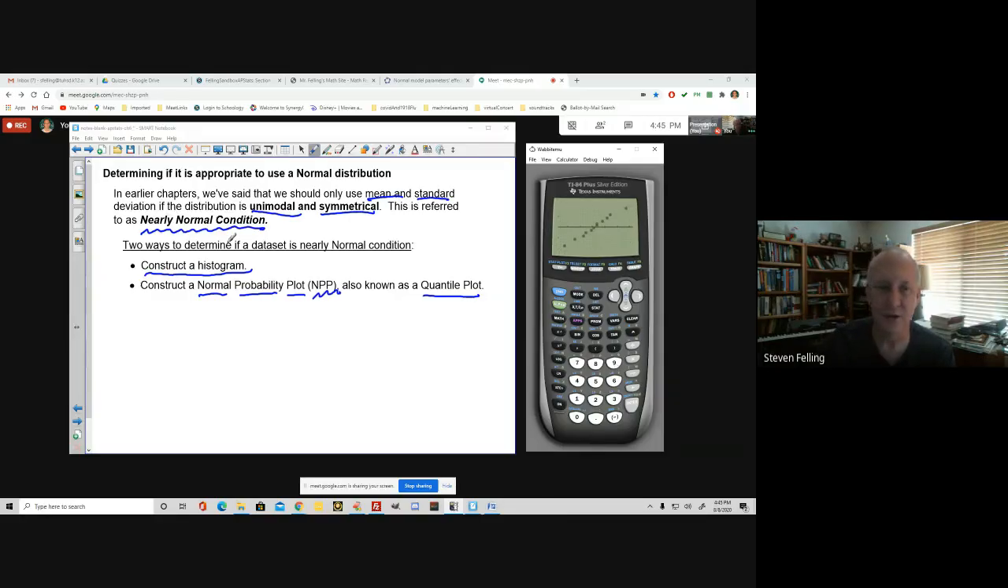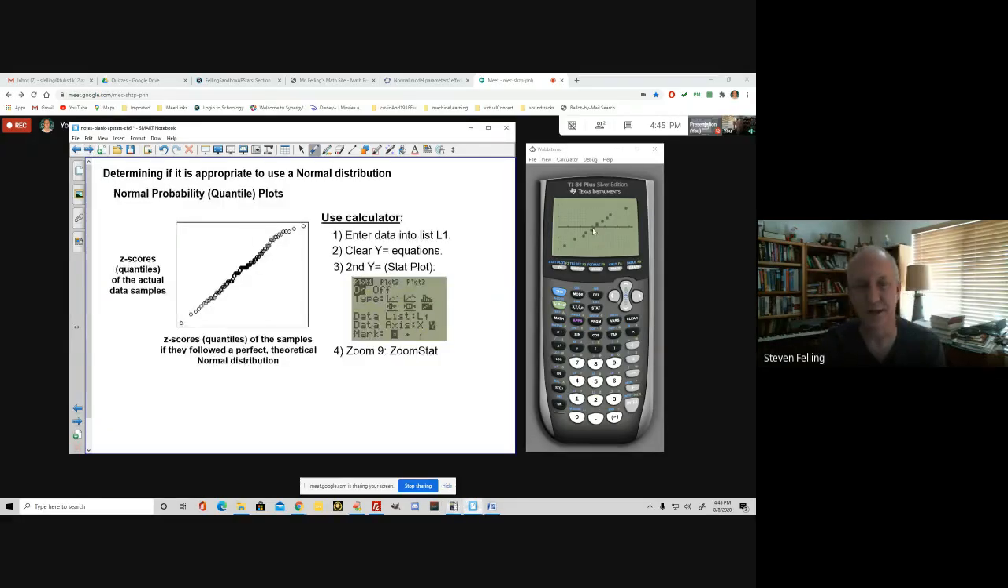And that gives us a plot that looks something like this. Okay, so let me explain what this plot is. This plot shows the z-scores of a perfect normal distribution on the x-axis, and then it shows the z-scores of the actual data samples we have. The idea is that if everything is kind of spaced out where it should be, then everything should be along a line with a slope of 1, because any data value should be about where it should be in terms of standard deviations above or below the mean, as it would be if it was in a normal distribution.